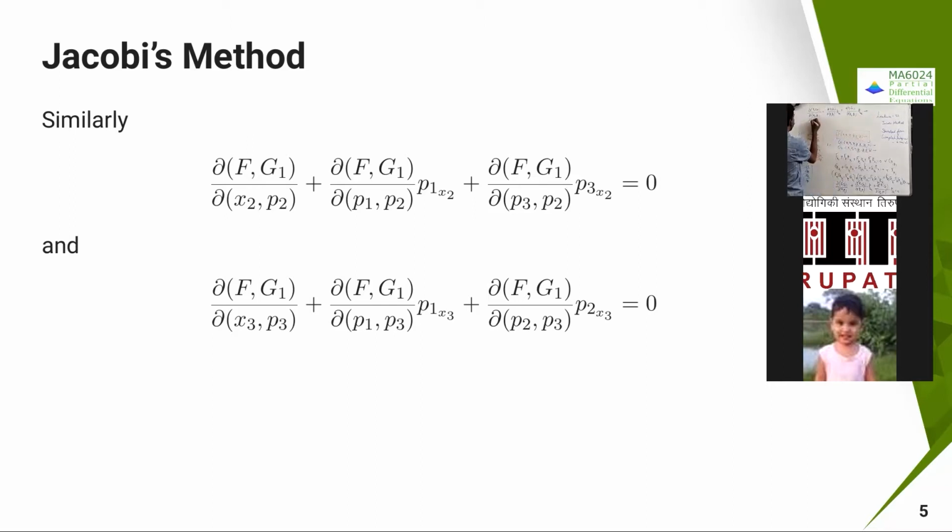Same way, you can differentiate this with respect to x3 and then eliminate p3 x3. So that is going to become ∂(f, g1) divided by ∂(x3, p3), plus ∂(f, g1) divided by ∂(p1, p3) into p1 x3, plus ∂(f, g1) divided by ∂(p2, p3) into p2 x3, equal to 0. Same kind of things; you can eliminate it.